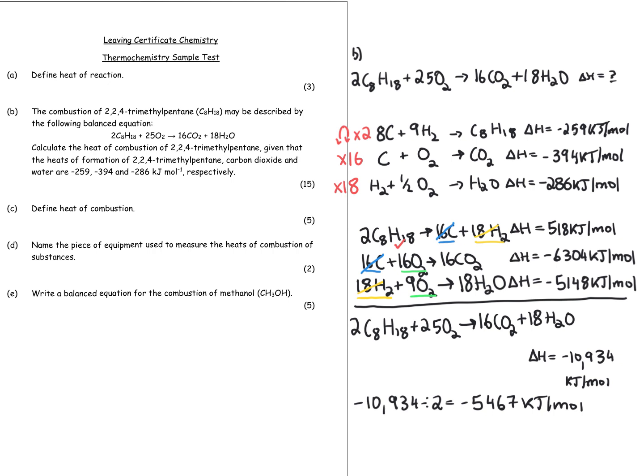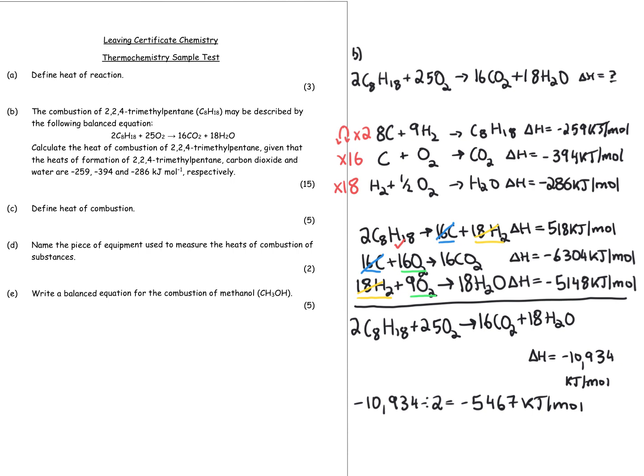Now, going back and looking at part C, it says define the heat of combustion. We've just looked at that again. It's a definition that you need to know off by heart. It's in your booklet, the very last page, and it is the heat change when 1 mole of a substance is completely burned in excess oxygen. For part D here, it says name the piece of equipment used to measure the heats of combustion of different substances. That's just your bomb calorimeter.